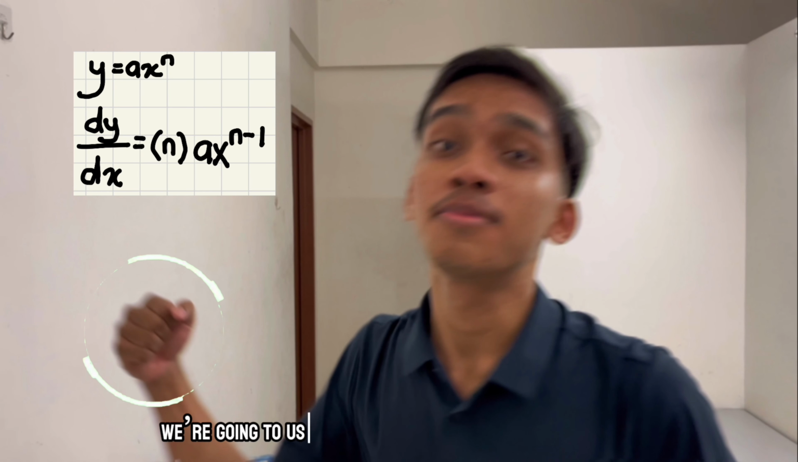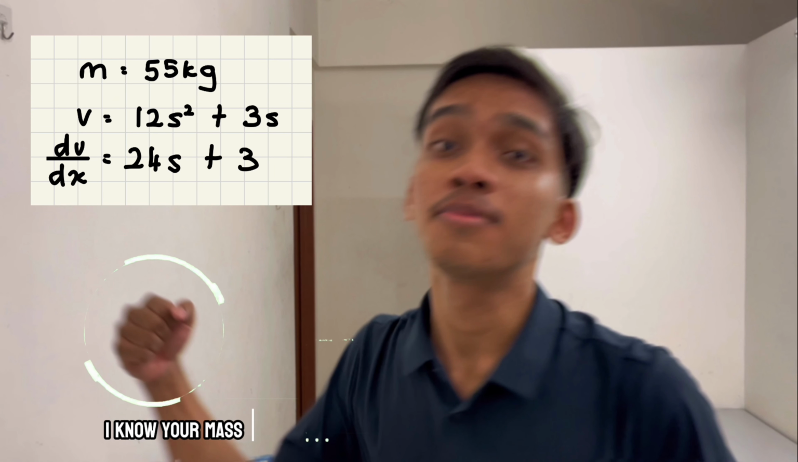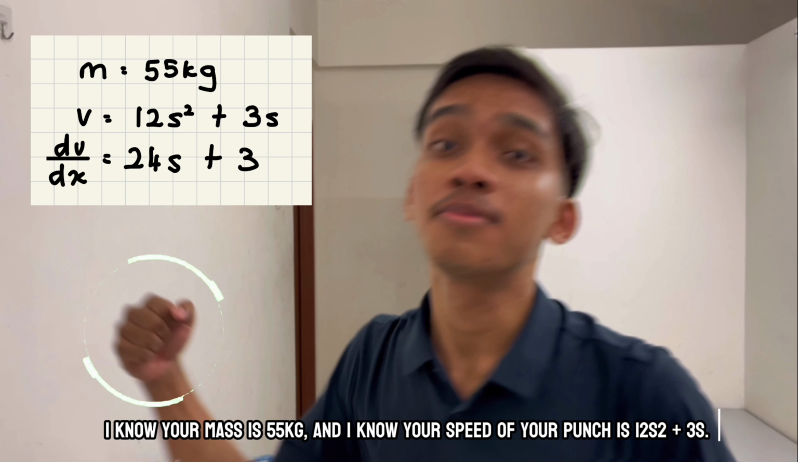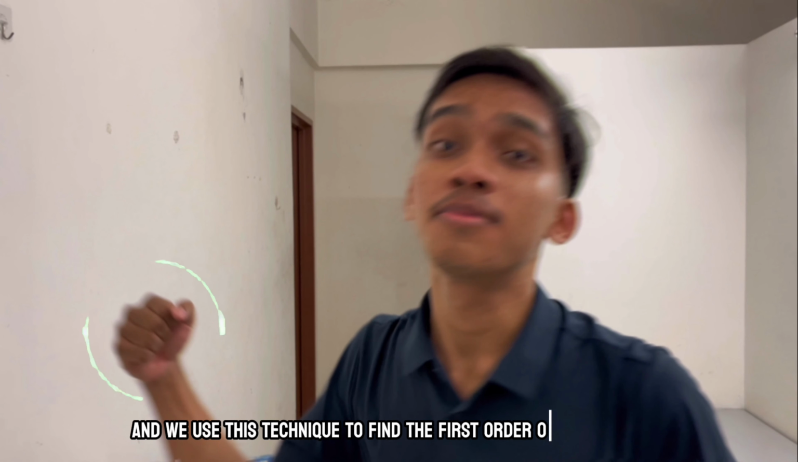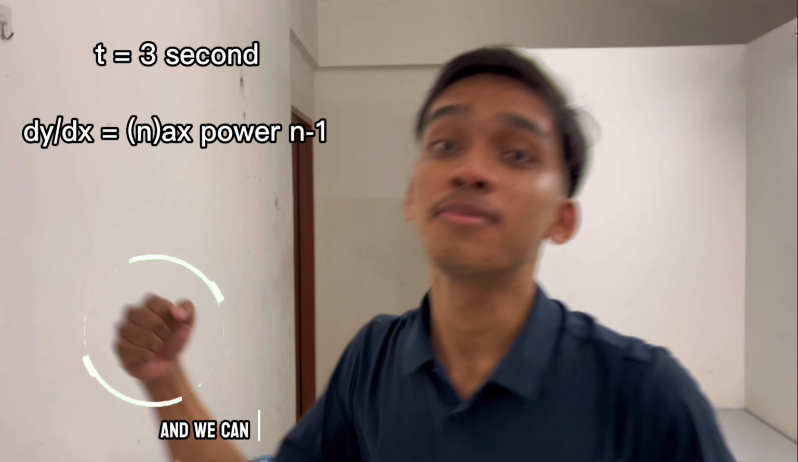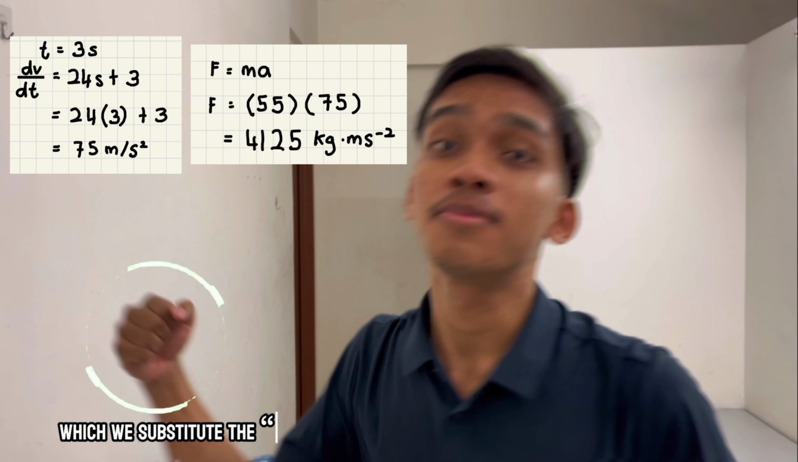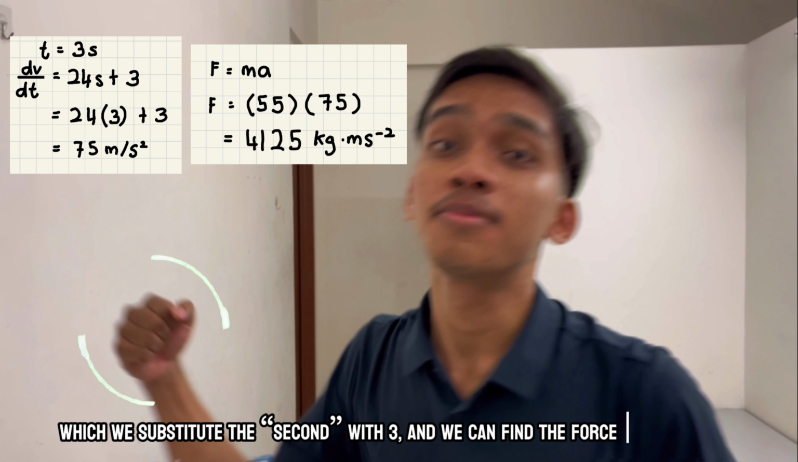We're going to use differentiation to find your acceleration. I know your mass is 55 kg and I know the speed of your punch is 12t squared plus 3. We use this technique to find the first order of differentiation. The time taken for you to punch is 3 seconds. We can apply the same technique to find the acceleration, substituting t with 3, and we can find the force of your punch. That's what I said, your punch is not strong enough.